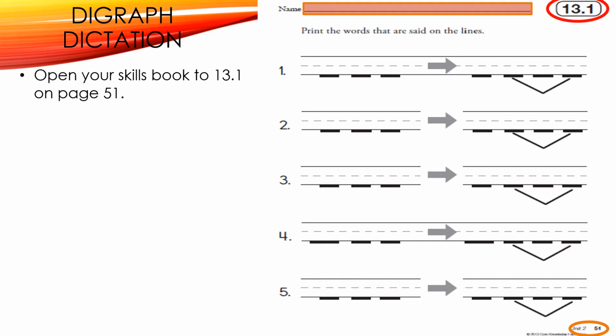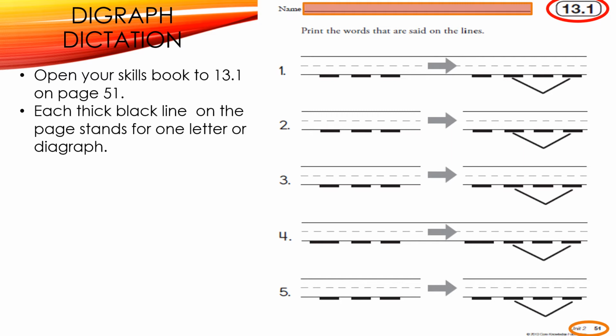Again, we are in our Skills Workbook, Unit 2, page 13.1 on page 51. Let's continue. You have done this activity many times before. This is our digraph dictation activity. Each thick black line on this page can stand for one letter or a digraph. We haven't done that part before. Remember, a digraph is two letters that make one sound.